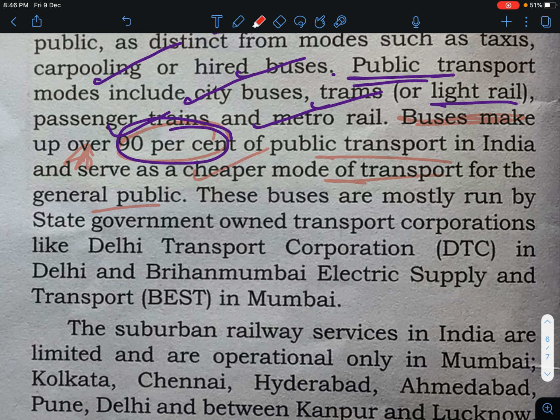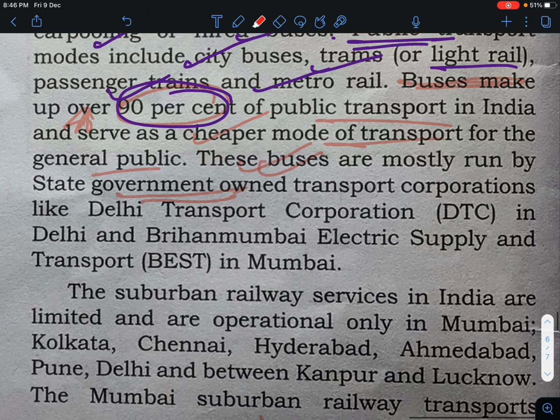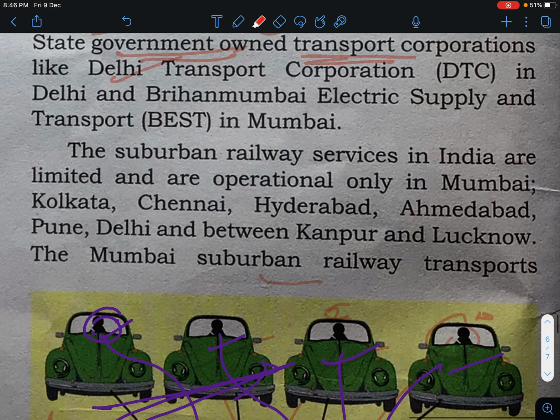These buses are mostly run by state government owned transport corporations, like the Delhi Transport Corporation in Delhi, and Brihan Mumbai Electric Supply and Transport in Mumbai. It means this transport system is basically run by the state government.